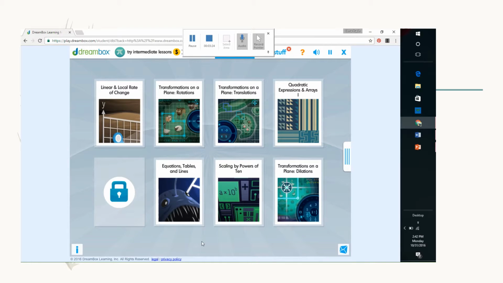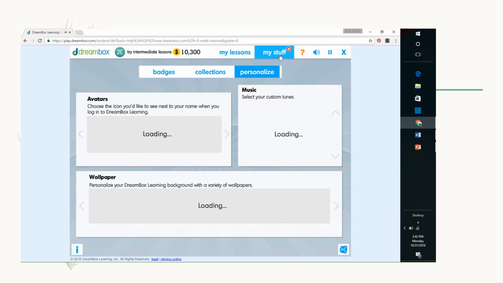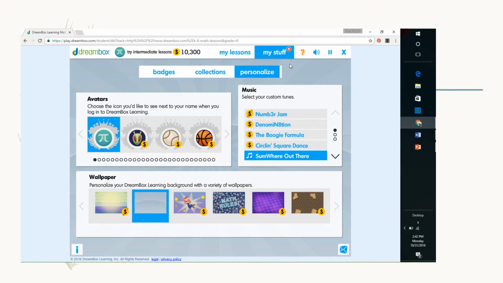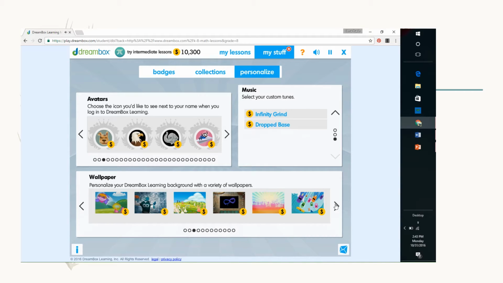So as you can see, this lesson got locked, and I earned other things. If I come up here to my stuff, you can see, this is the engaging part for the students. They get to earn money, and this enables them to unlock fun things. There's the avatars. They can choose from a variety. There's even different music that they can buy. And I love the wallpapers that I walk by and I see students have. So there are lots of cool things that students earn by completing their lessons.